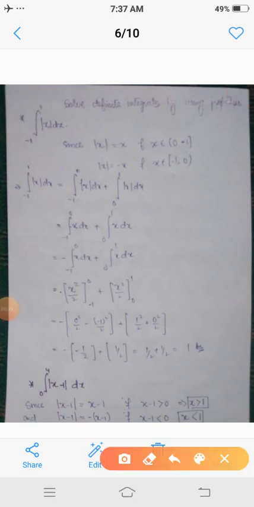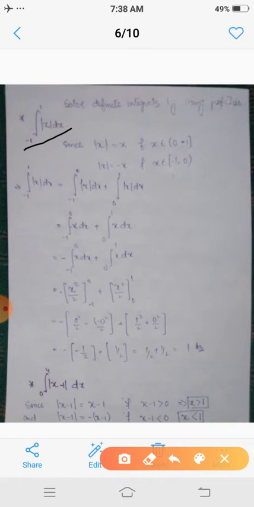Dear students, in the previous lecture we discussed the properties of definite integrals. Today we are going to use these properties to solve definite integrals. Now the first one is: find the definite integral from minus 1 to 1 of mod x with respect to x, that is dx.